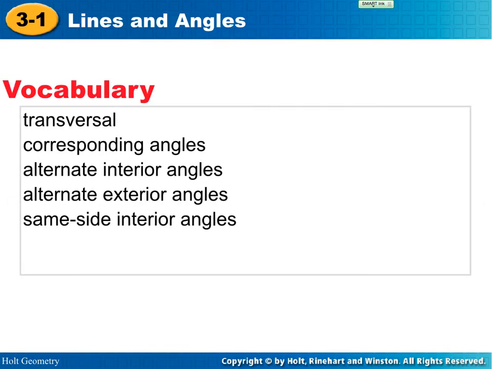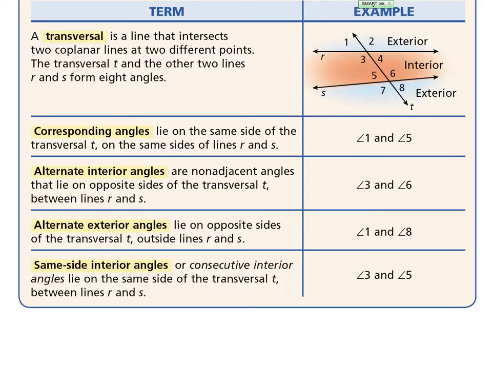But we need to talk about what a transversal is and then these different angle pairs that you can create when you have two lines and a transversal. Here's your notes, or is the vocabulary. A transversal is a line that intersects two coplanar lines at two different points. So you can see this picture. I know it's kind of shaded in the middle there. It has angles 3, 4, 5, 6.